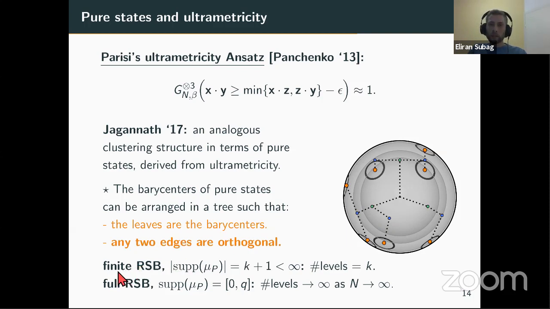And in a moment, I want to talk about full-RSB models, for which the support is an interval from 0 to Q. In this case, the number of levels of this tree goes to infinity as n goes to infinity. And if you look at all the vertices and the radii, then asymptotically they will cover this whole range. So you should imagine something which is this huge tree that in the limit is going to be almost a continuous structure from the origin to the pure states.